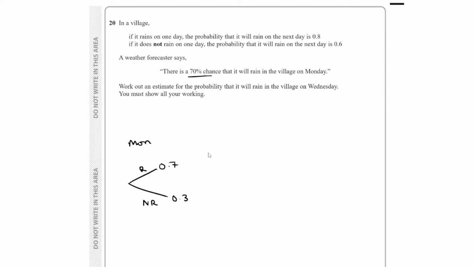So for this branch here, for Tuesday, if we followed the fact that it has rained on Monday, the probability it will rain again is the 0.8, isn't it? If it rains on one day, the probability that it will rain on the next day is 0.8. So therefore not rain is obviously the other version, which is 0.2. That has to add up to 1. And then down here for Tuesday, if it didn't rain on Monday, the chances of it raining on Tuesday is the other one, the 0.6.